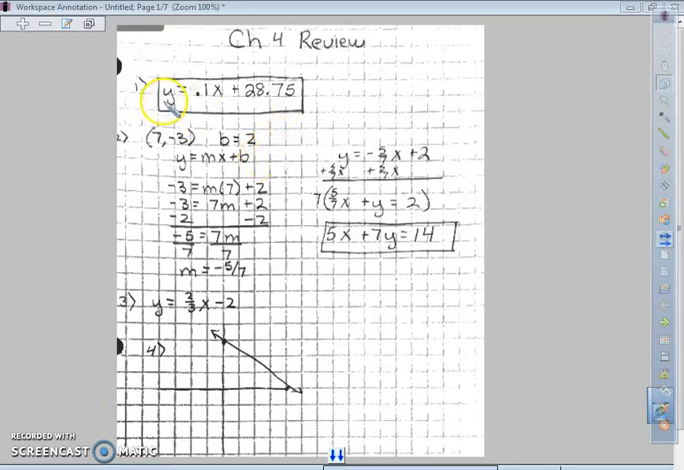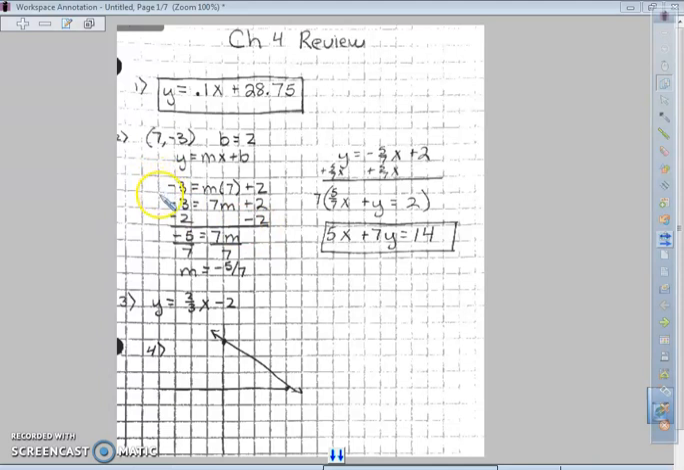Number one, write a linear equation in slope-intercept form. The price depends on the minutes you talk. That's why I have minutes right there. This 28.75 is going to be the same each month. It's per month plus however many minutes you talk for long distance. That's how we get that one.